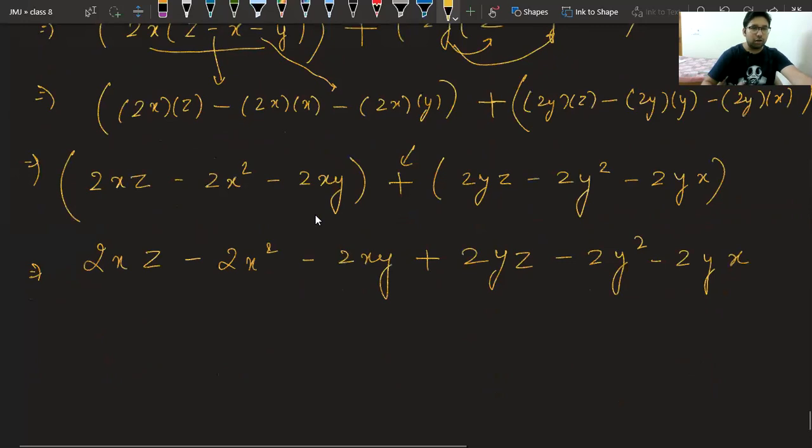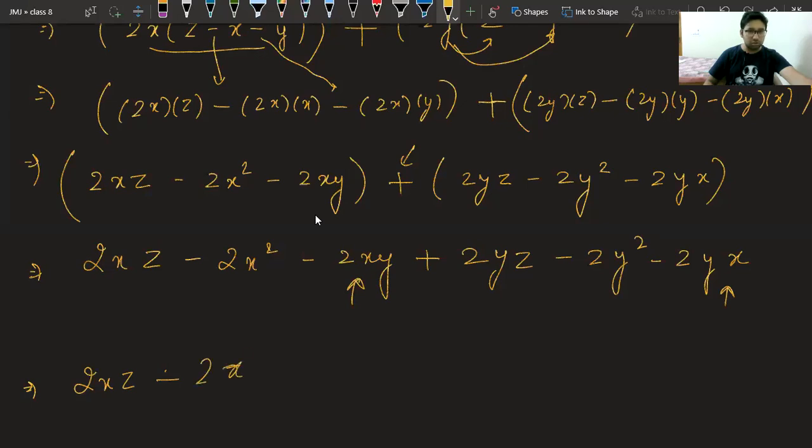Now, just see for the like terms. I think there is no other like term, so it will remain the same. Just saying, only one like term is there. Which one? Okay, this one. Plus 2yz minus 2y square. These are like terms, they will be added.